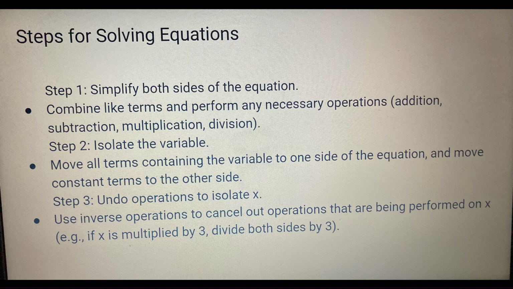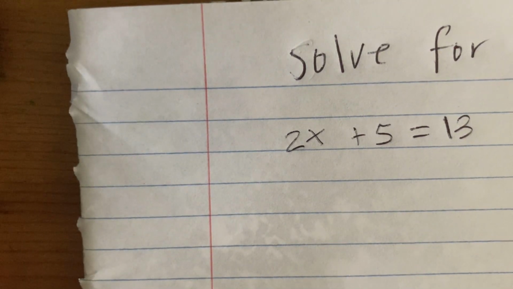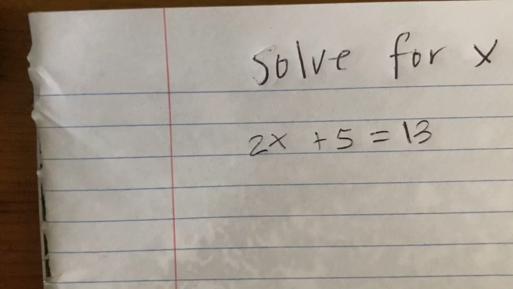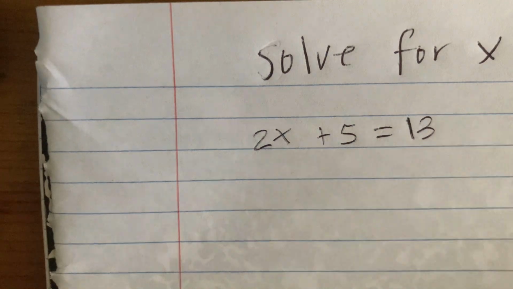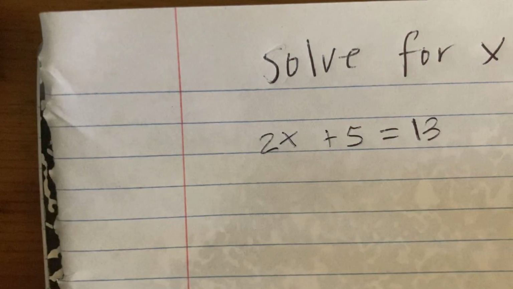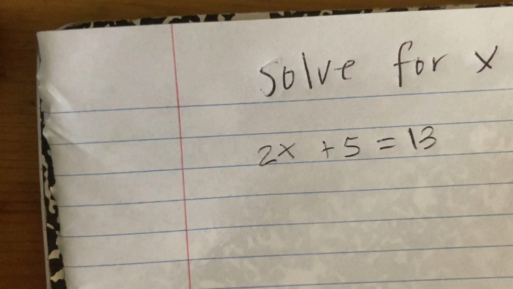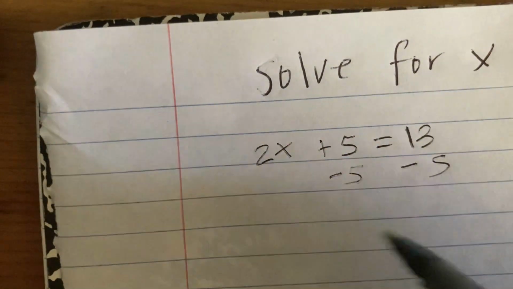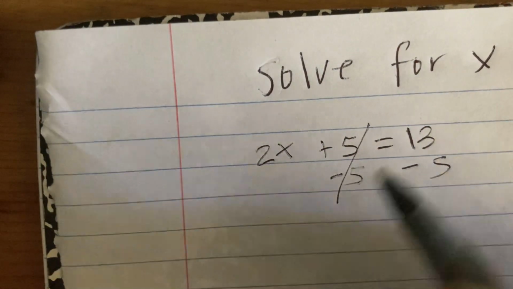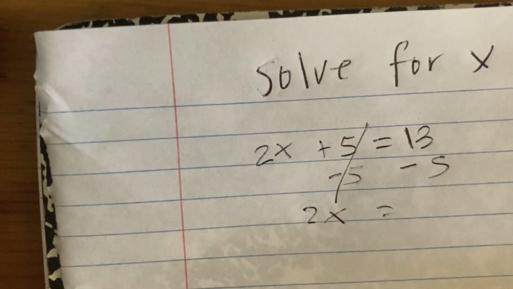Okay then, let's begin by solving some equations. So this is our first example: 2x plus 5 is equal to 13. First and foremost, we know our first step is to simplify both sides, but as you can see, there is nothing to simplify here. Then step 2, which is isolate the variable. So I'm going to subtract 5 on both sides. 5 minus 5 cancels out. 2x is equal to 13 minus 5, which is 8.